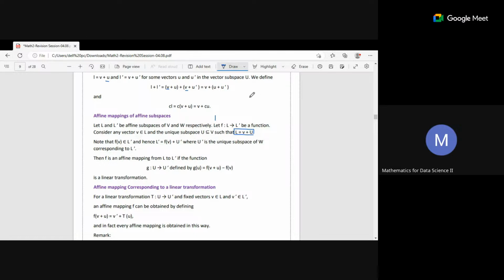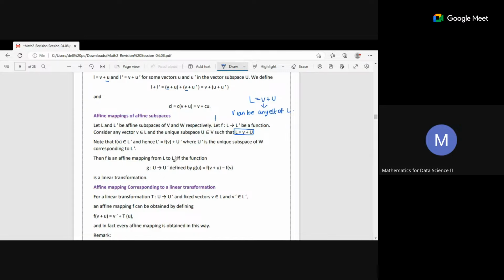Okay, remember, if you have L is equal to v plus u, this v can be any element of L. The same concept is used here. So f of v belongs to L dash, so to represent L dash, you can use any element of L dash. That is why f of v plus u dash, where u dash is the unique subspace of W corresponding to this L dash.